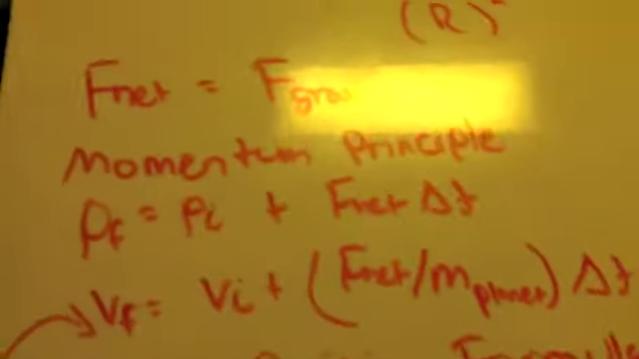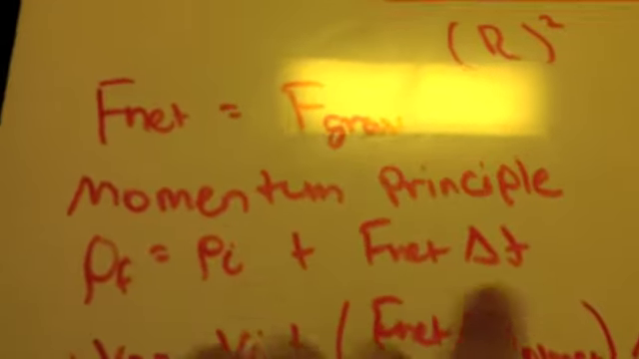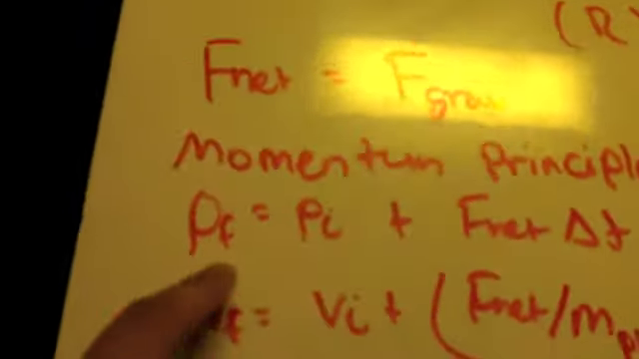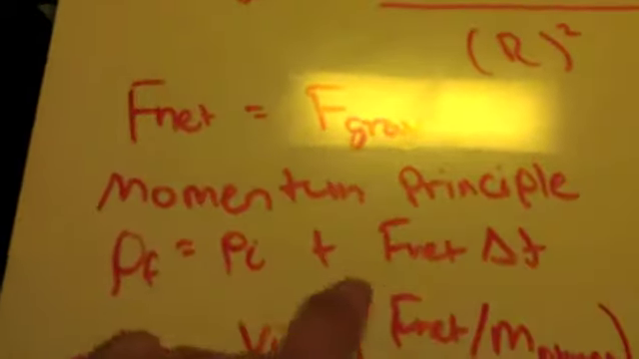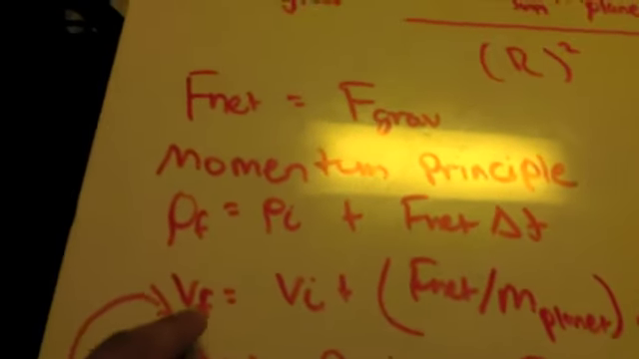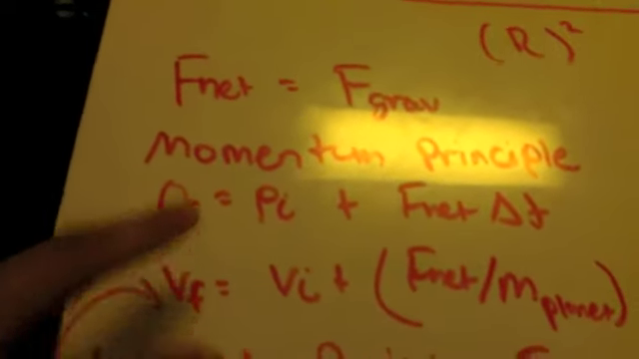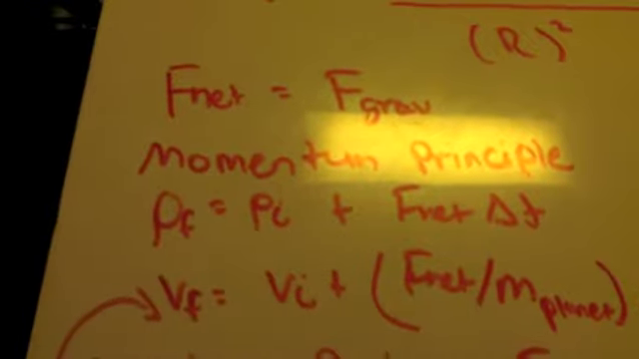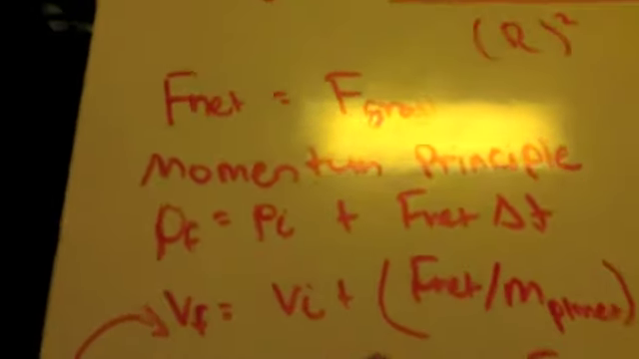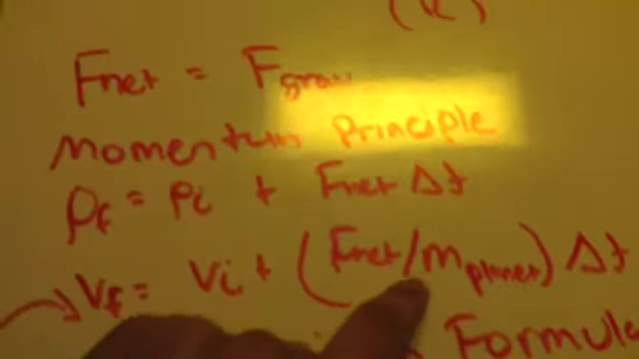Now, the first equation that we'll be using is the momentum principle, which is the final momentum equals the initial momentum plus F net delta t. We use this because we need to calculate the final velocity. If you divide the mass on all sides, you get V final is equal to V initial plus F net divided by the mass of the planet times delta t.